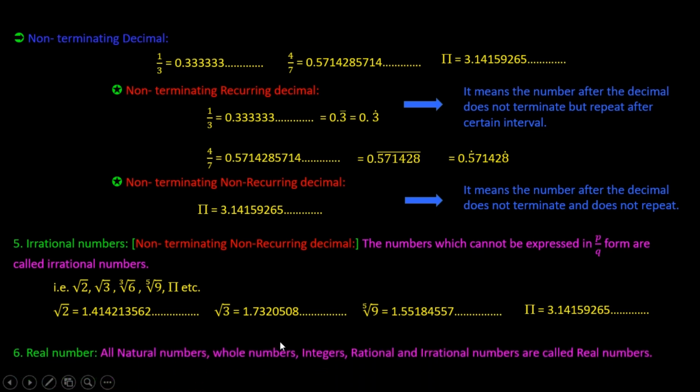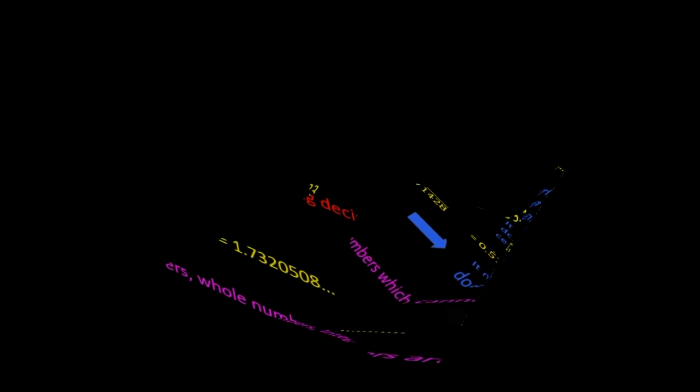Now the main thing is real numbers. To explain real numbers you have to know all these: decimal, irrational, rational, natural, whole numbers. All natural numbers, whole numbers, integers, rational and irrational numbers are called real numbers. So all the numbers we have discussed up to now are real numbers. Next we will express real numbers in diagram form. So let's see.